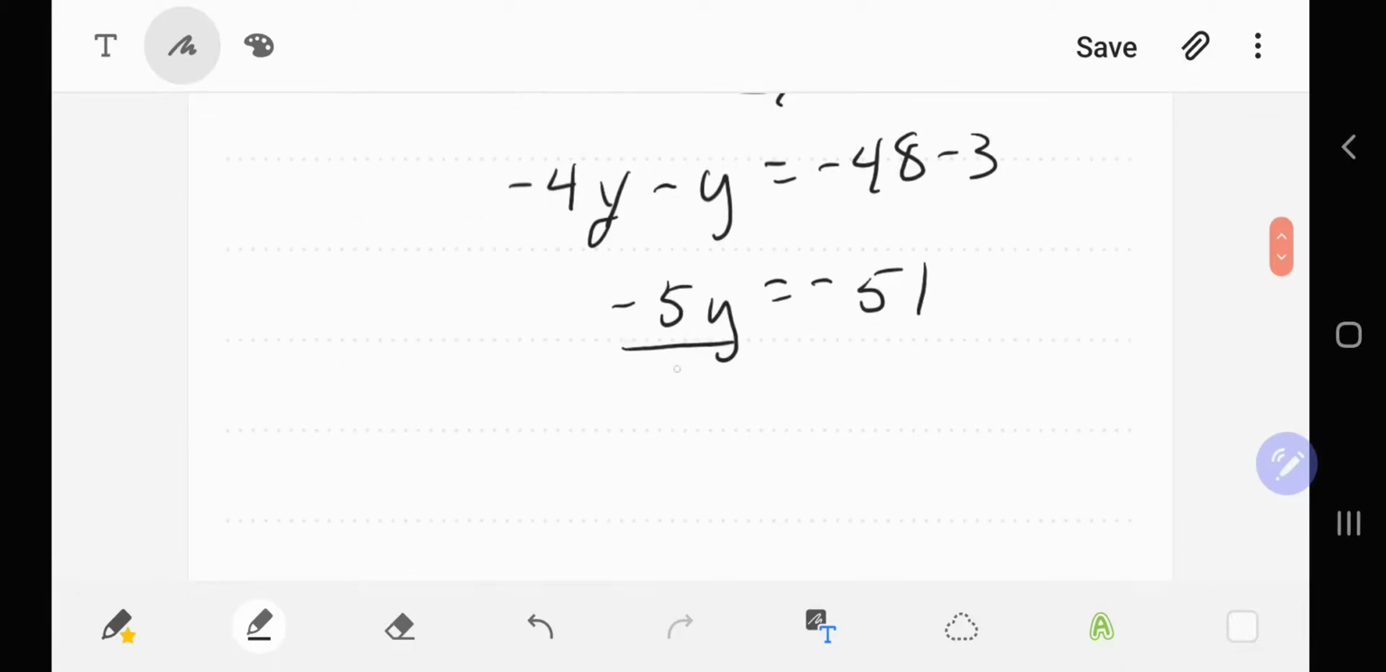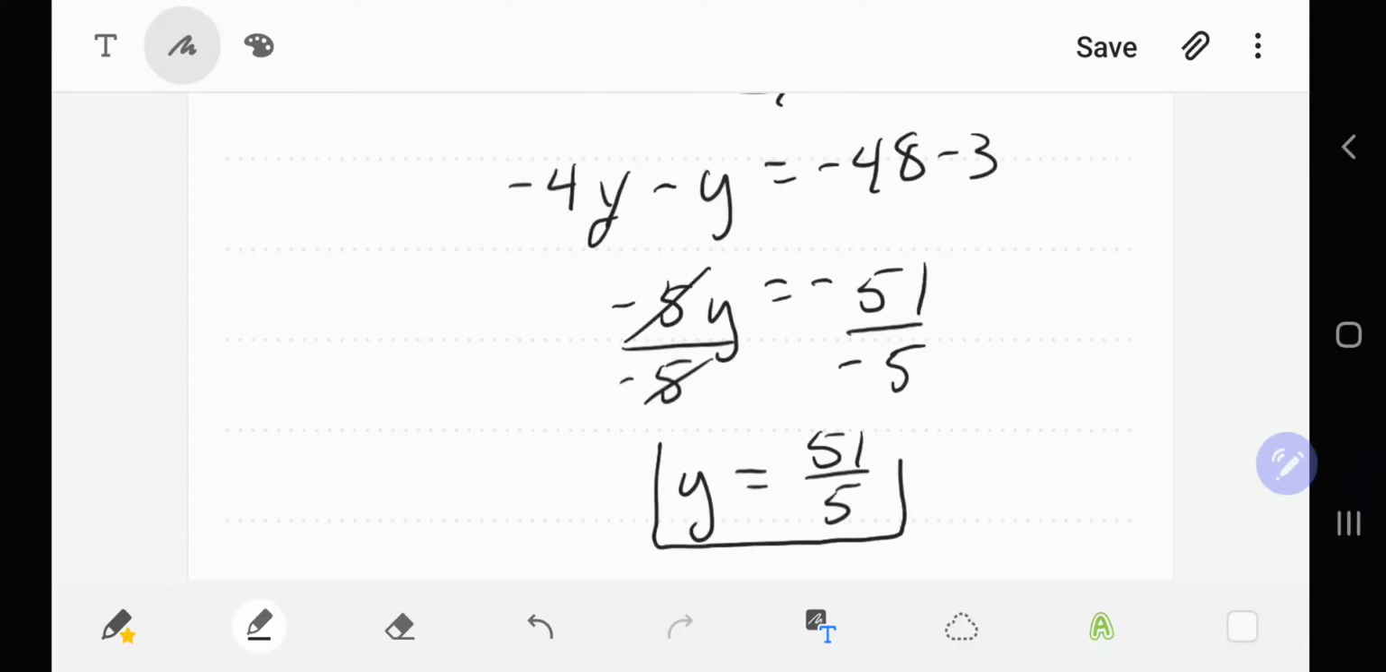And to finish it off, we're going to divide both sides by negative 5 to get the y by itself. Negative over a negative makes a positive. And 51/5 won't divide evenly and it won't reduce. So we're going to leave it as an improper fraction. And that's the solution.